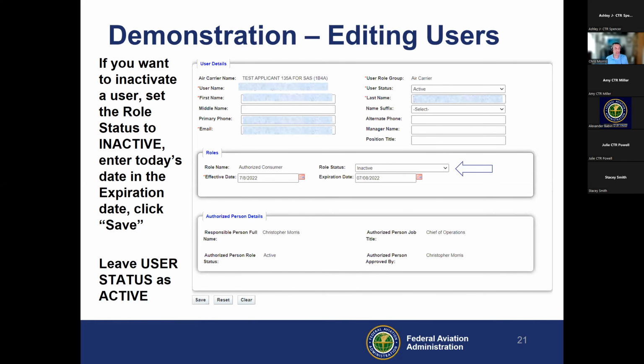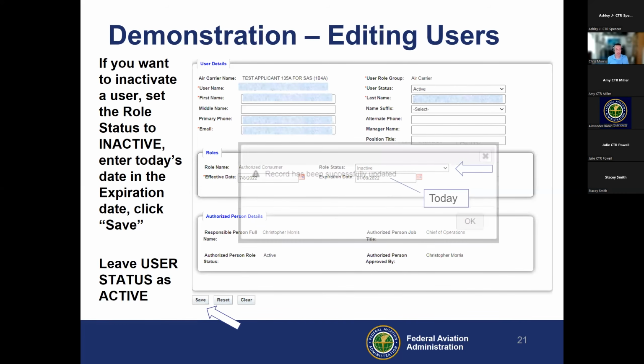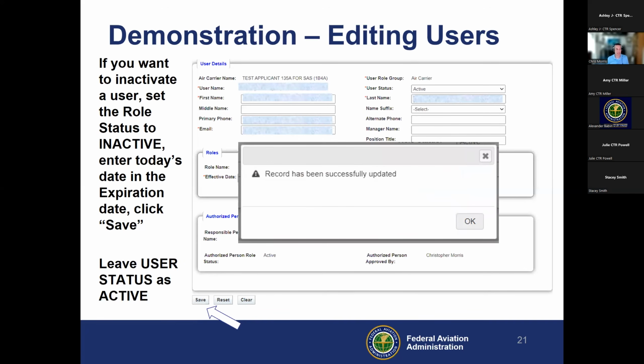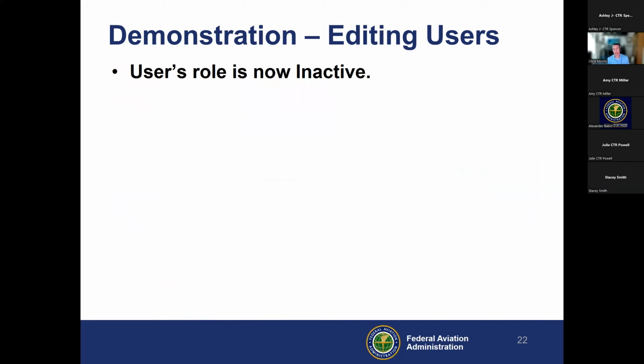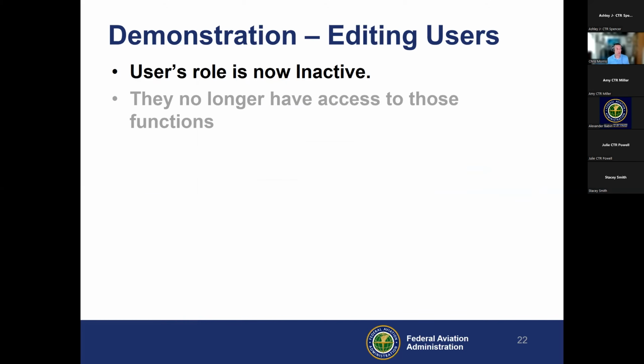So you just change their role status to inactive, and you will have to set, I know it doesn't really sound right, but you're going to set an expiration date. You can really think of it as the system recording when they could no longer have access. So you put the expiration date as today, and then you click save, and you'll again get the pop-up that says record's been successfully updated. And then that inactivates their role, and they will no longer have access.